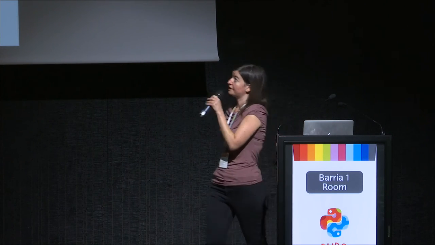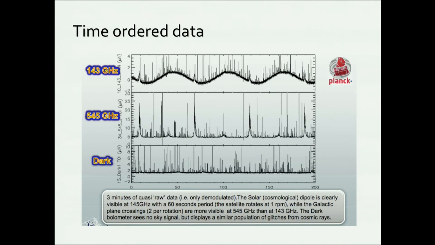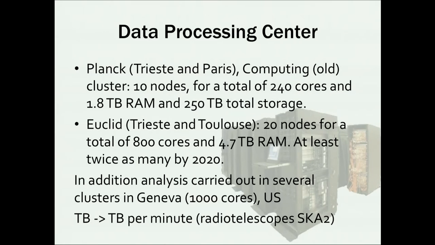Okay. So what we get is just time ordered data at the beginning. That's an example of 3 minutes of raw data that we get from the satellite. And most of the analysis is really in processing this data. And for that, we used several clusters all over the world, basically. The main data processing centers are in Italy and France, both for Planck and for Euclid. And they collect basically terabytes of data. And for the next generation of experiments, we really expect also from radio telescopes to have about terabytes per minute of data that arrive.